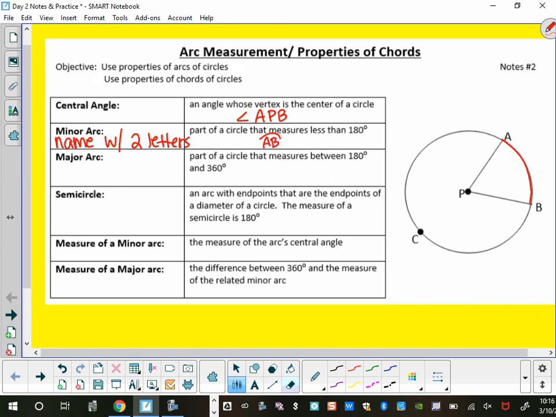When you guys are describing arcs, make sure that you are drawing your arc symbol. If you just write letters AB, I have no idea what that is.